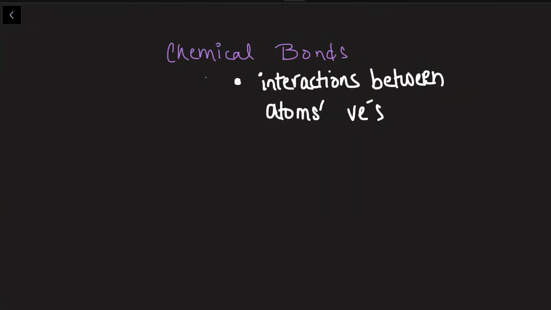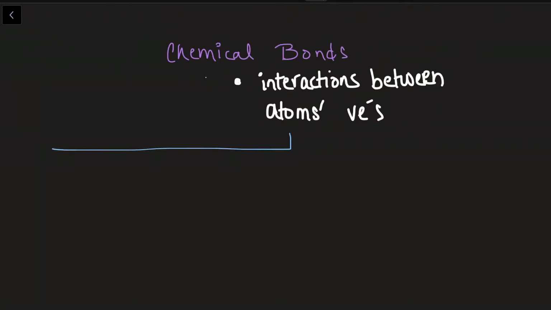So let's get started. Chemical bonds are basically just interactions between atoms' valence electrons. All atoms want is to be stable, and the only way they can achieve this is to have a full valence shell. So atoms with partially filled valence shells form chemical bonds to gain or lose electrons and become stable.